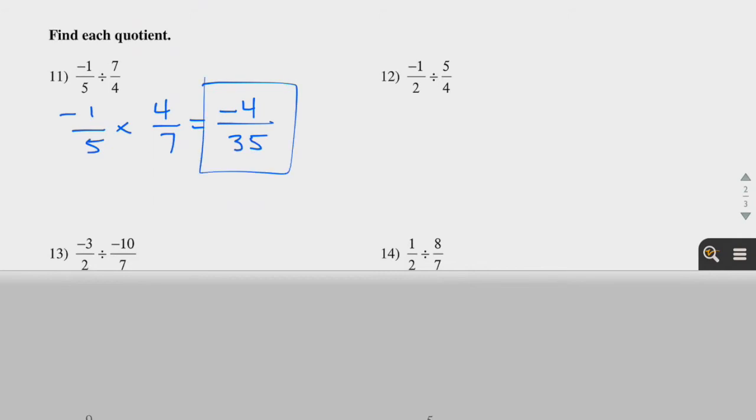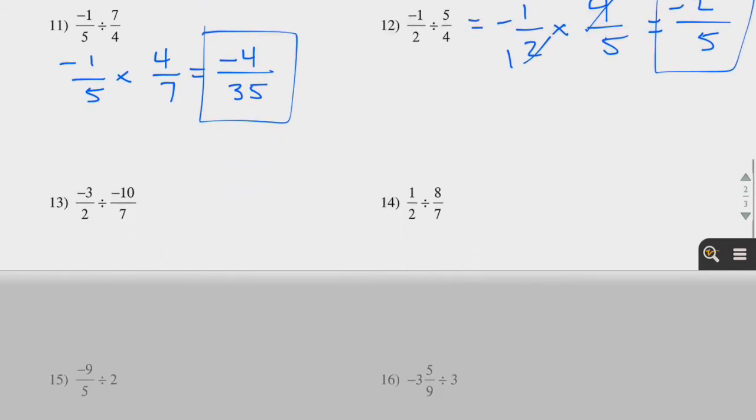Number 12. Negative 1/2 times 5/4, we're going to make 4/5. We can reduce the 2 and the 4. They both have a multiple of 2. 2 goes into 4 2 times. 2 goes into 1 once. 2 goes into 2 once. Negative 1 times 2 gives us negative 2 over 1 times 5 gives us 5. We end up with negative 2/5.